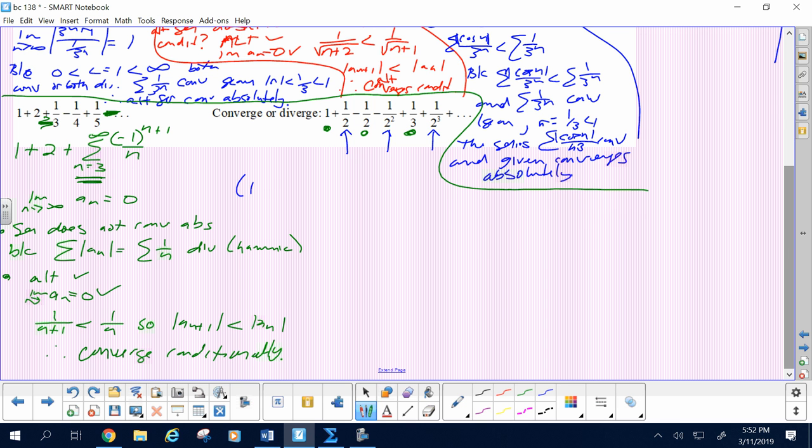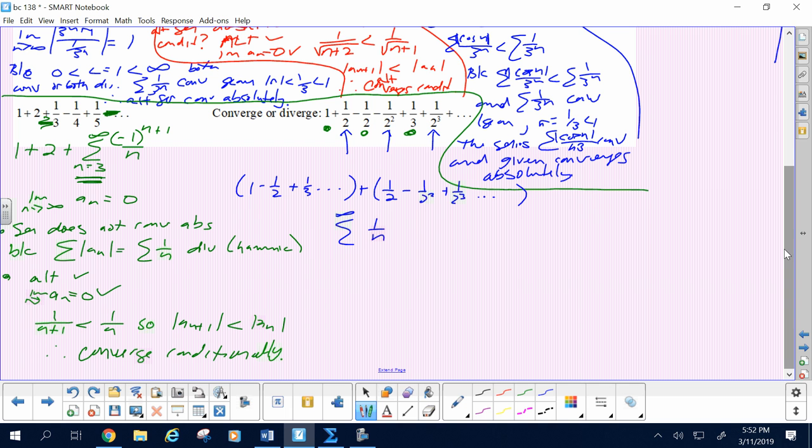Let's split that into the harmonic: 1 minus a half plus a third. And the exponential: 1 over 2 minus 1 over 2 squared plus 1 over 2 cubed. And deal with those separately. And this is the series 1 over n.